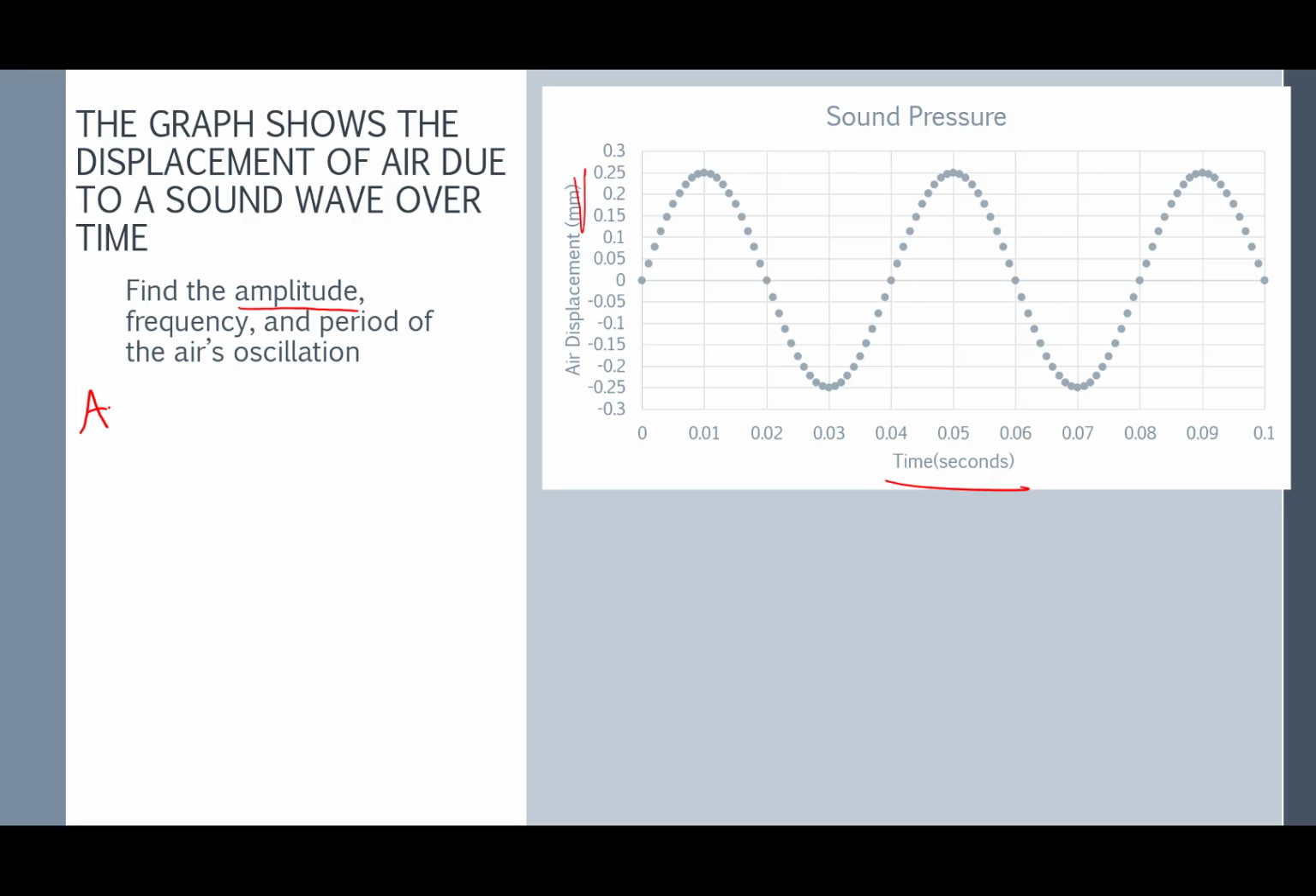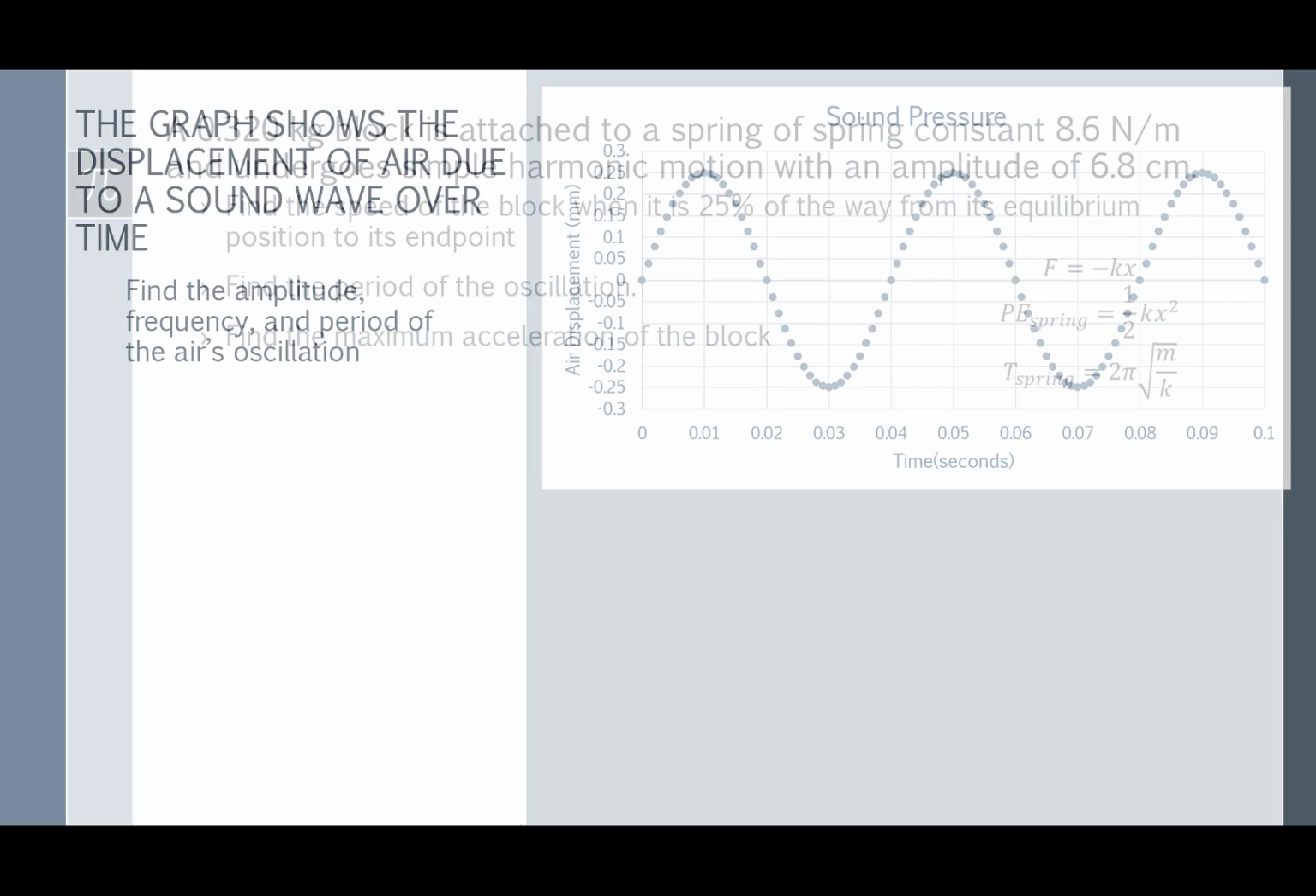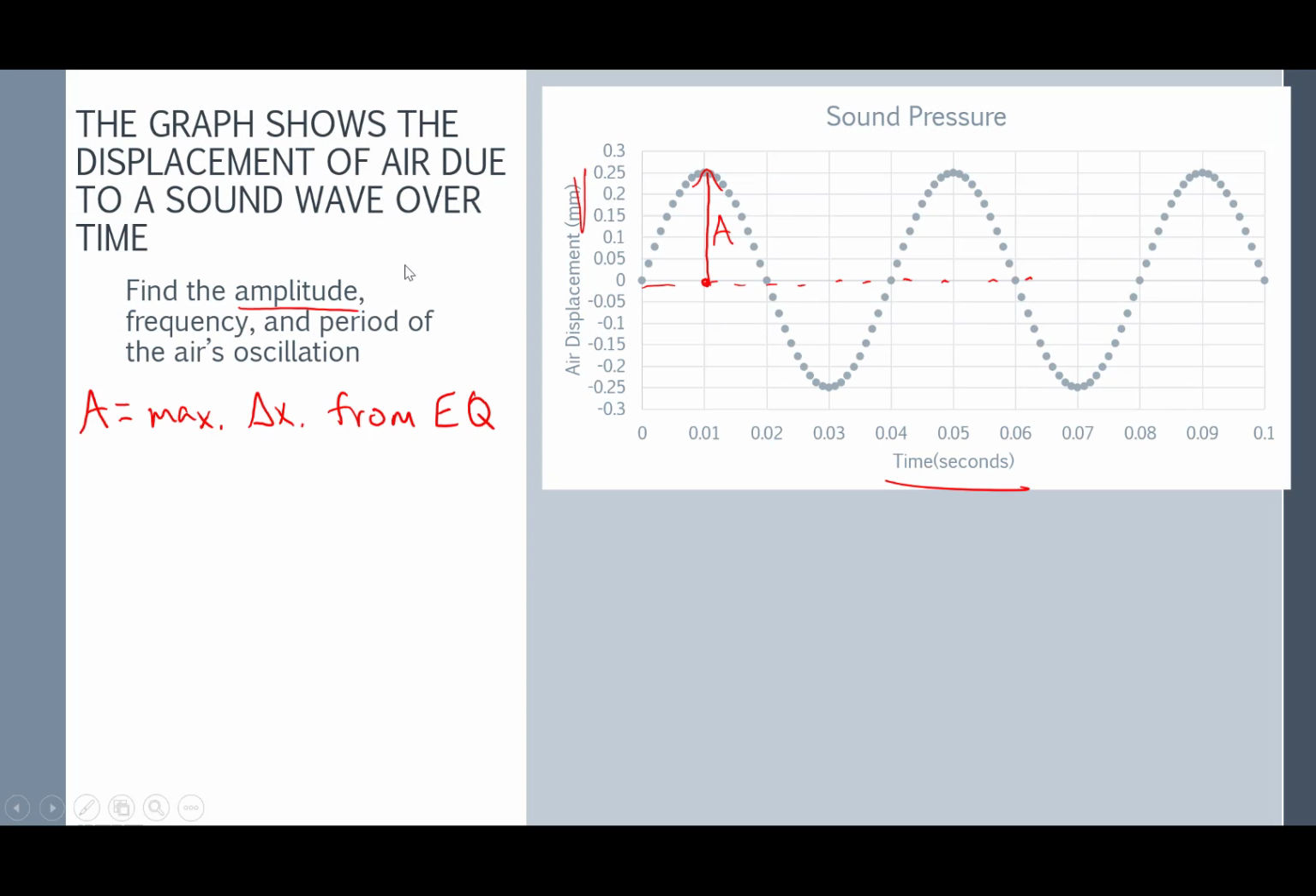We know that amplitude is the maximum displacement, which I'll write as delta x, from the equilibrium. And on this graph, our equilibrium is halfway between the maximum and minimum. So that's halfway between 0.25 and negative 0.25. Equilibrium is just right in the center at 0. So our amplitude is then just the distance from 0 up to this maximum. That's our A. And we can easily see that that distance A equals 0.25, and the units are millimeters. Very easy.